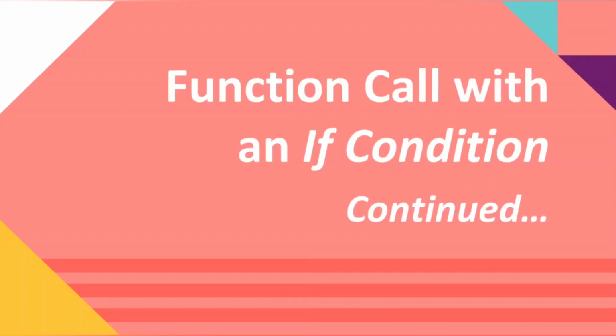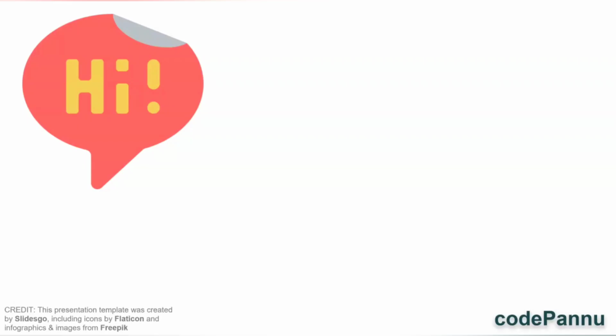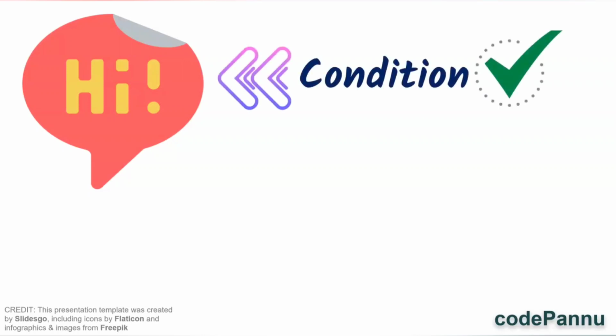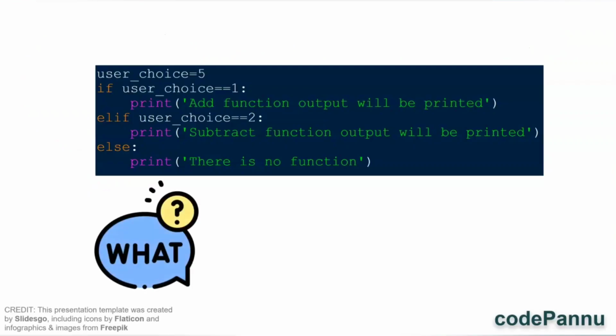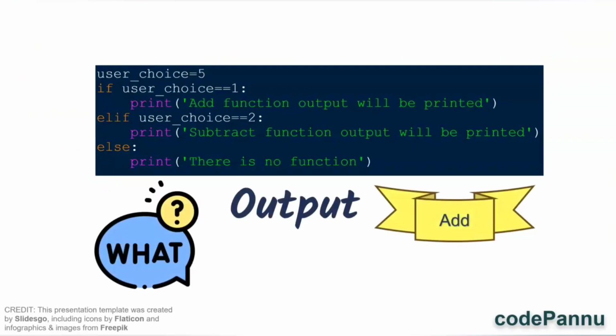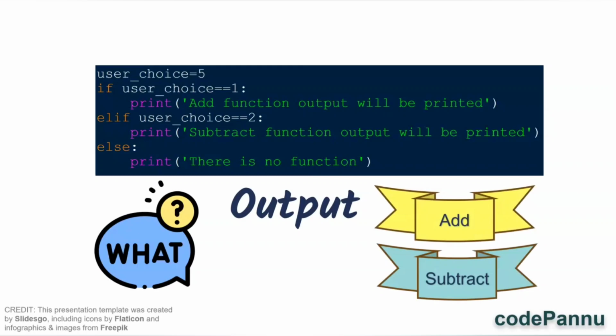Function call with an if condition continued. Hi! In the previous video, we saw how to check a condition and print that the add function output will be printed, or the subtract function output will be printed, or there is no function, depending on the user choice. But what we wanted was to get the output of the add function or the subtract function. Right? So let us see how to do it in this video.